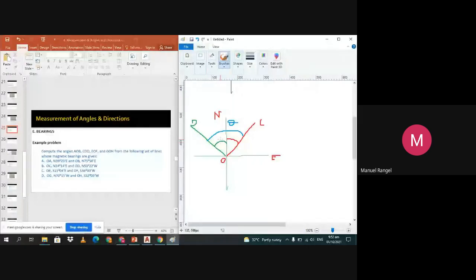So that is equal to 87 degrees and 36 minutes. Okay.